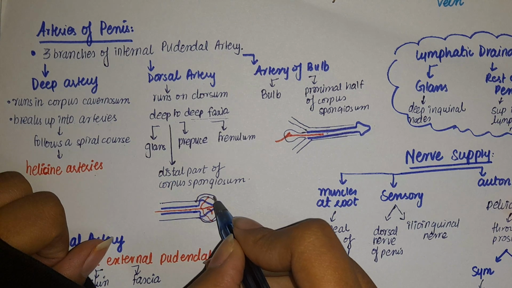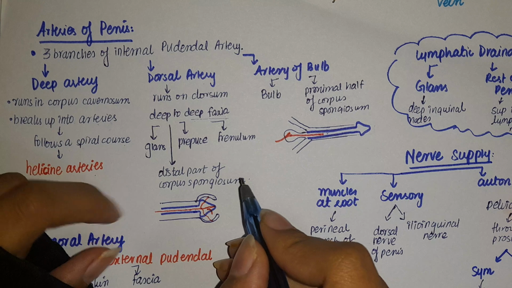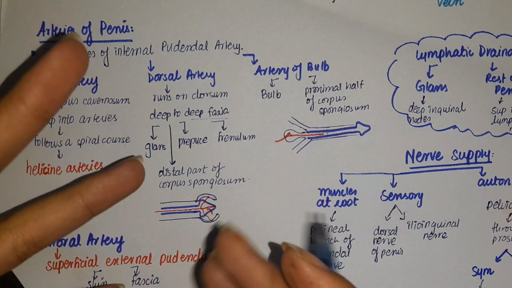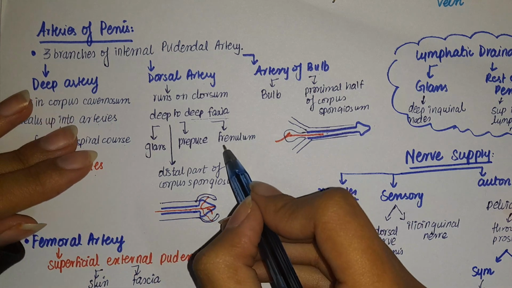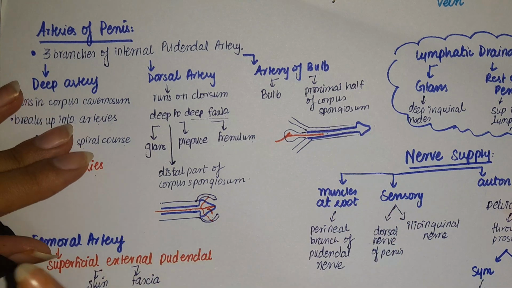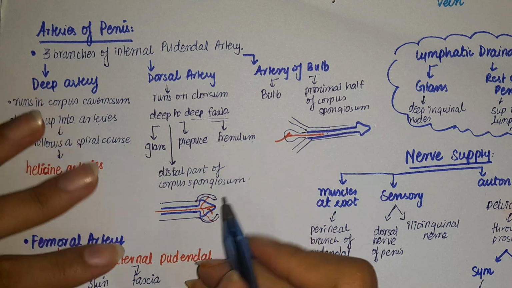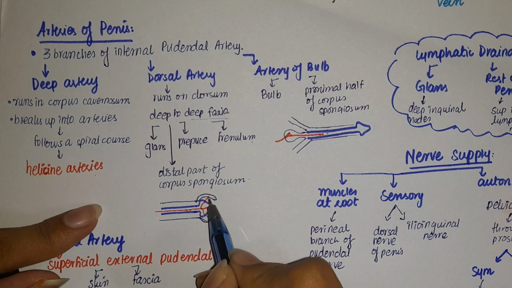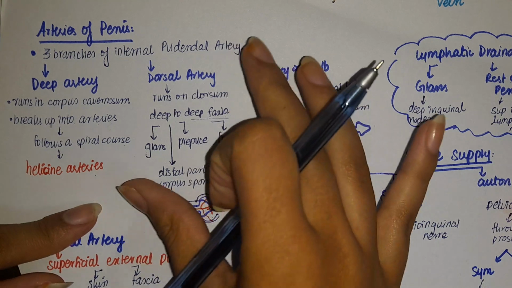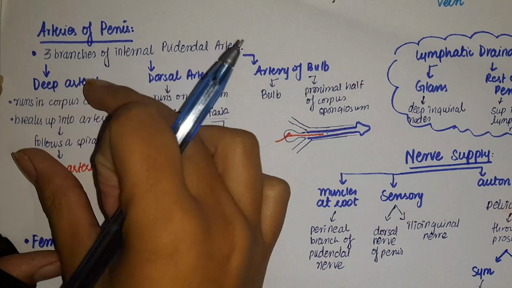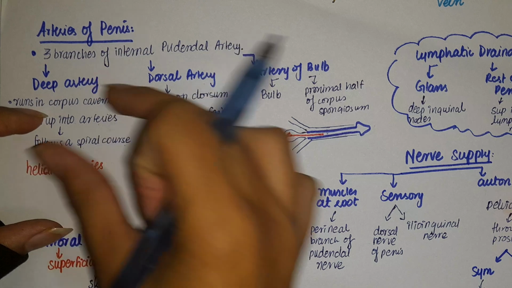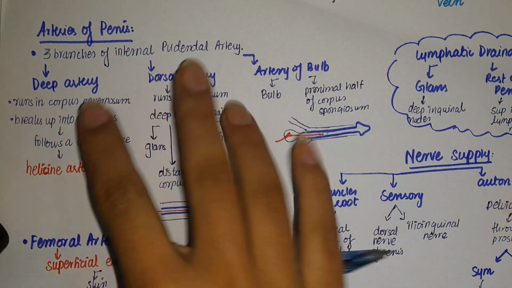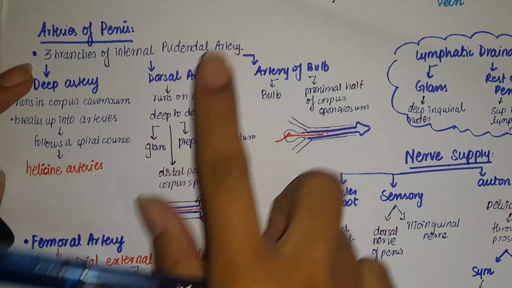Apart from the glans, it will also supply the foreskin or the prepuce, and there's a median septum on the ventral surface, and that median fold is the frenulum. So everything that is present on the distal half of the penis, that is the distal half of corpus spongiosum, the glans, the prepuce, and the frenulum, all of that are supplied by the dorsal artery. And the deep artery, which was present in corpus cavernosum, the artery of the bulb in corpus spongiosum, and the dorsal artery, all of these three are branches of the internal pudendal artery.